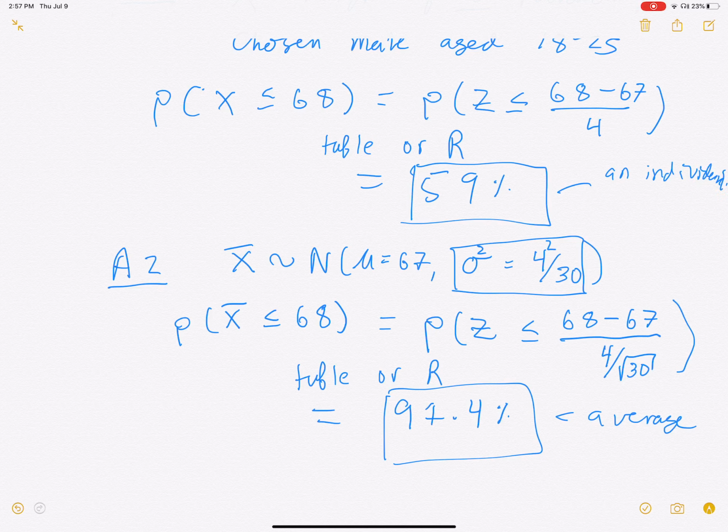So that's an example of probabilities with the central limit theorem. I want to emphasize here that it's a lot harder for a group of individuals, a group of observations, to be away from the average than it is for a single observation. That's a big reason why these probabilities are different.